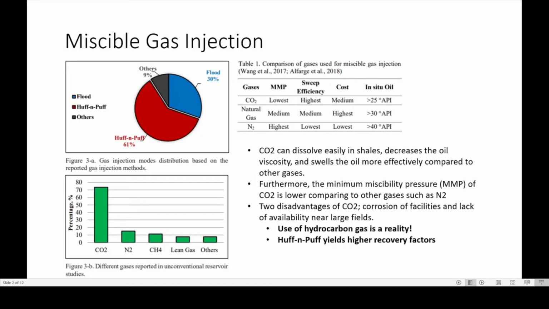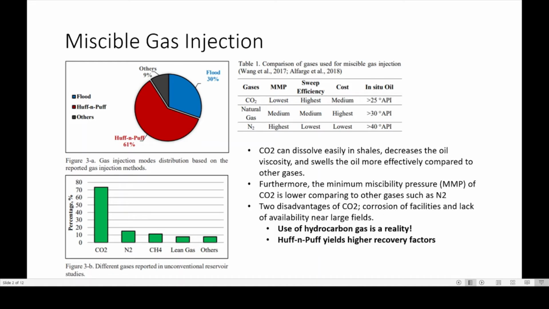The first EOR method I'm going to talk about is miscible gas injection. And the next few slides are going to be visuals. The top left shows the different types of miscible gas injection that's been employed. The majority is huff and puff. The bottom left shows the different gases reported in unconventional studies, and primarily it's been CO2, with a whopping 75%.